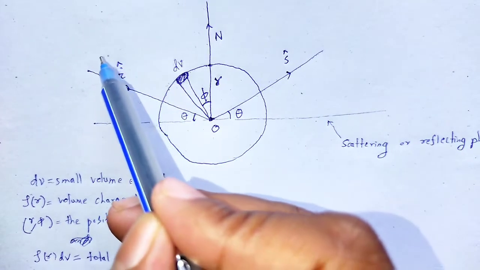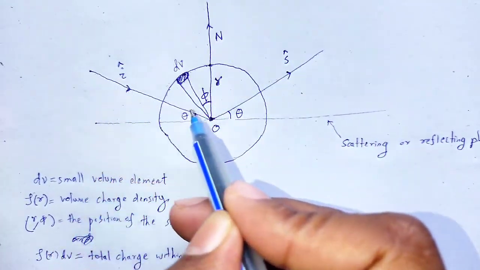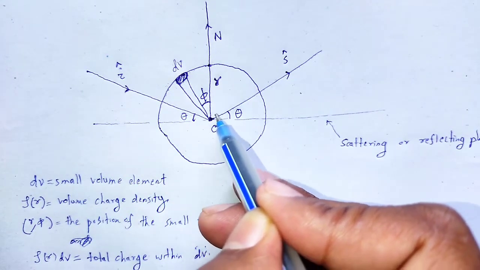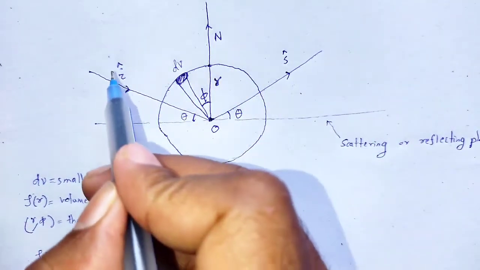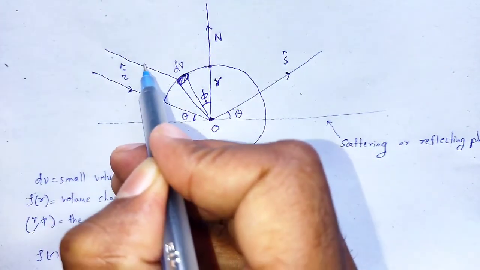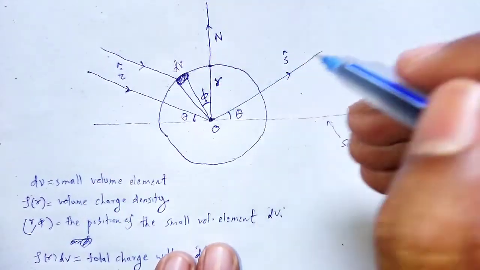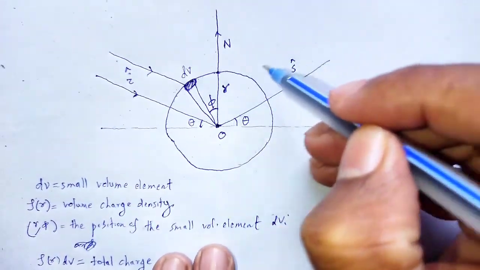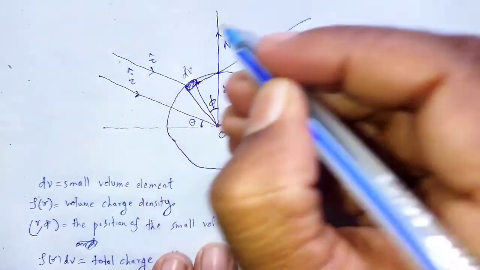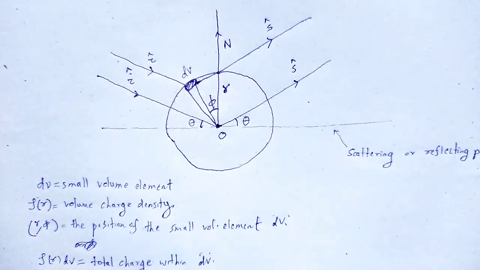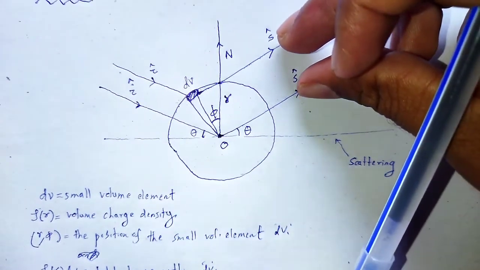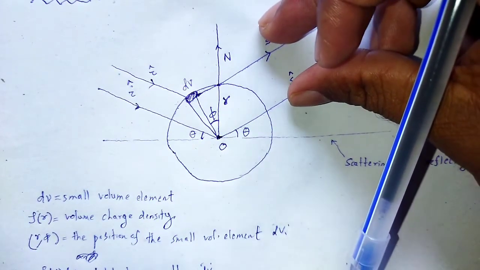Since we consider X-rays incident, one ray is incident at an electron present at the origin, and it is scattered. Another ray is incident at a volume element, and again it is scattered, along I cap and S cap. So what will be the phase difference between these two scattered waves?